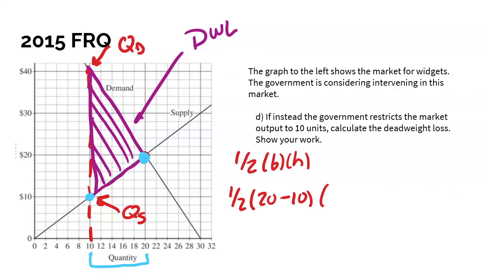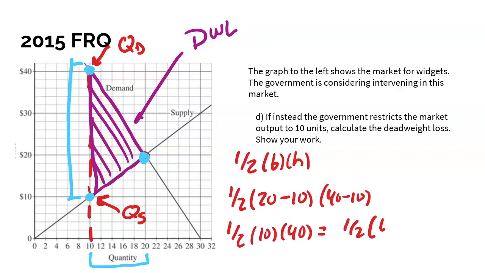And then what's the height? Well, our height is not at 0 because the triangle doesn't go all the way down to the x-axis, but instead it starts at 10 and then it ends at $20. So this right here is going to be the height of the triangle. So we are going to do 40 minus 10. So in other words, 1/2 times 10 times 40, which equals 1/2 times 400, which equals $200. So our deadweight loss is roughly about 200.